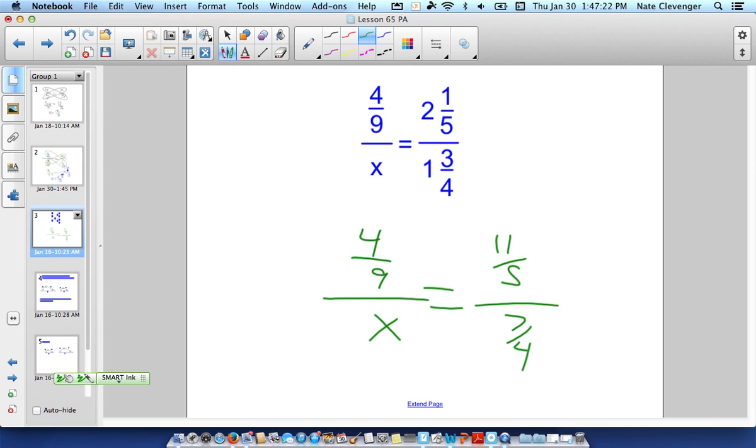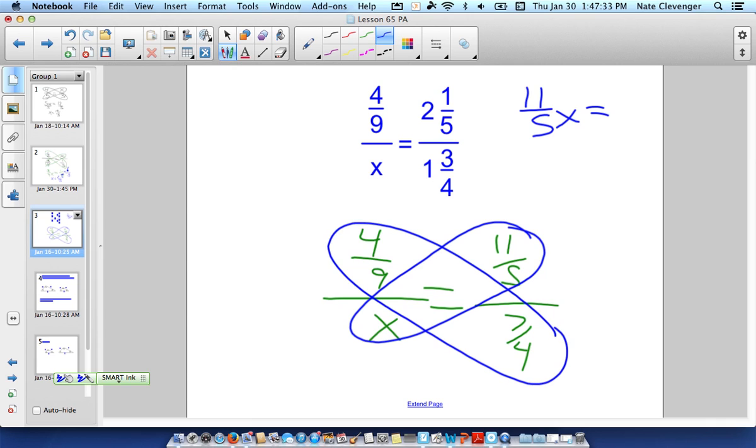And then we do our cross products. We're going to take 11/5 times x is 11/5 x. And that's going to equal 7/9. So you can go ahead and multiply 4 times 7 and 9 times 4 to get 28/36. Or you could reduce those 4's when you're multiplying it, or reduce by 4 at this point. 28 over 36 reduces to 7/9. So I'm going to write that as 7/9 there.